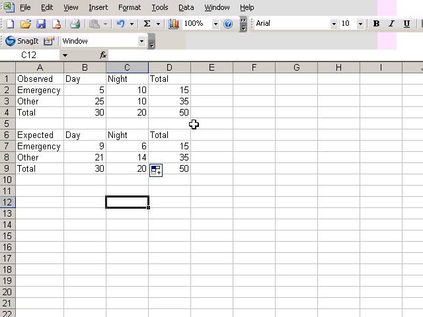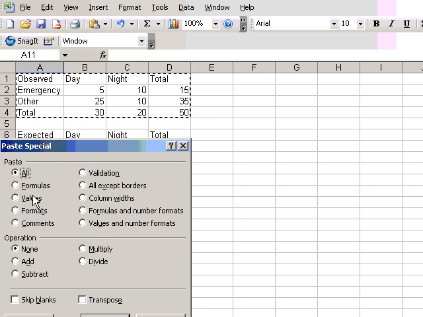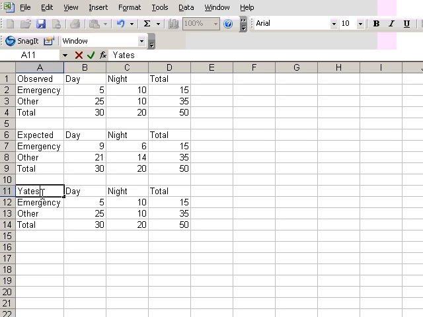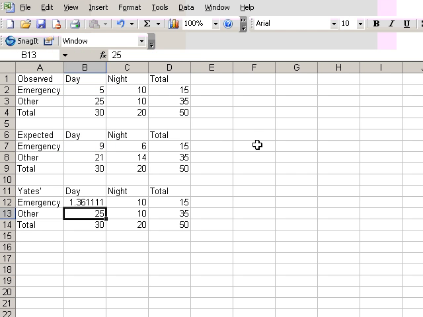And when I copy this to each of the other cells, I have all of the expected values. Now, in order to calculate the chi-square, I'll again copy this and paste it here, and I'll call this Yates's for Yates's correction. Following the formula, this will be equal to the absolute value of the observed minus the expected, minus 0.5, squared, divided by the expected, which turns out to be 1.36. And if I drag this to each of the other cells, I will get the chi-square values for all of the cells using Yates's correction.